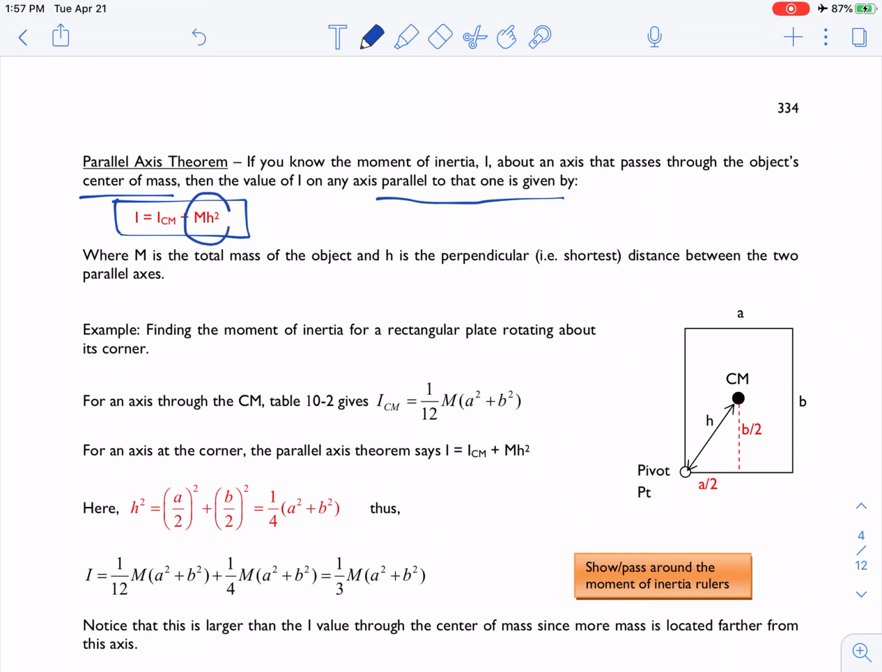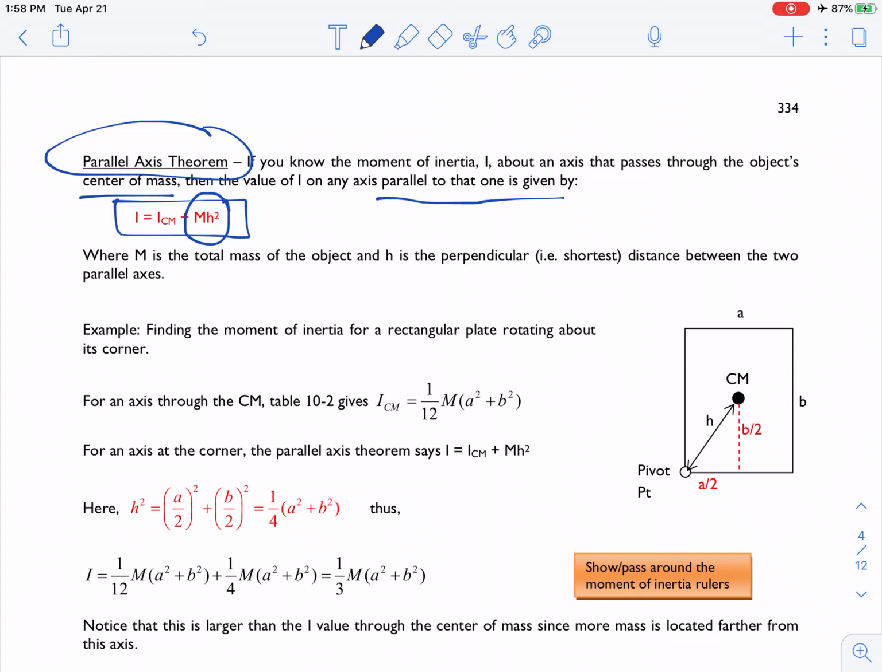So we are really adding this term to the center of mass moment of inertia to find the new moment of inertia. And again, this is parallel axis theorem. It only works if the axes are parallel to each other. Okay, and the distance between those two axes is h. Another way of saying it is h is the perpendicular, which means the shortest distance, between the two parallel axes as well.